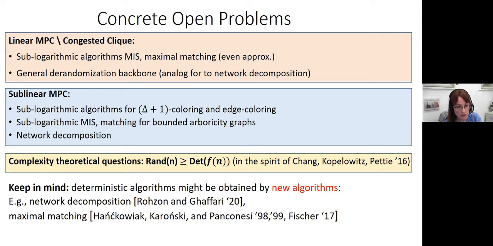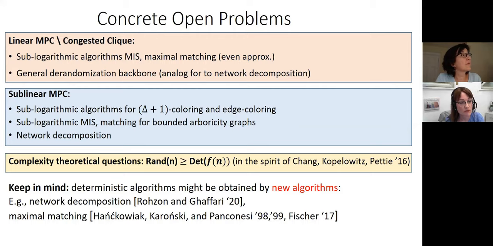For the linear MPC, I'm not sure. For that, I feel like we should really understand what the network decomposition analog is, or what the general derandomization structure should be. But I'm not sure that it should follow the local framework, at least.